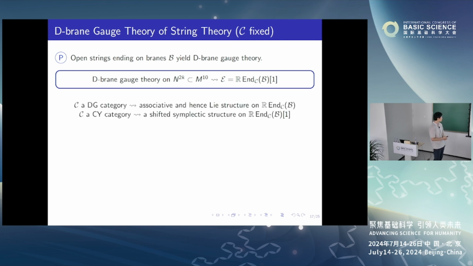And this technical part, somehow the assumption that I was making, that DG category, Calabi-Yau category, these do give the necessary structure here to understand this as a field theory, this kind of abstract thing.